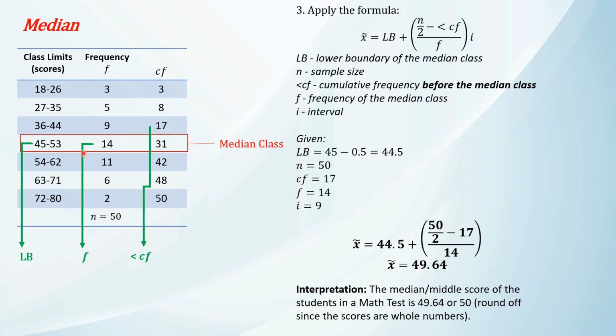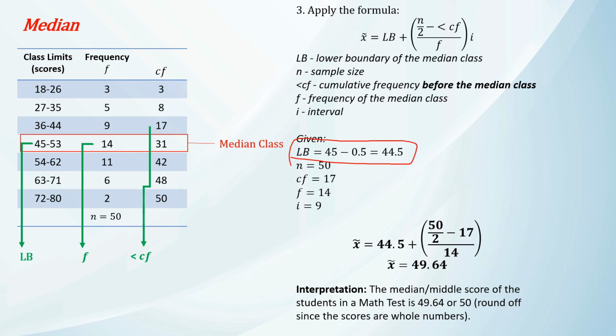So, let's substitute. LB is the lower boundary of the median class. Again, this is the median class. So, the lower boundary is 45 minus 0.5. To get the lower boundary, you will always subtract 0.5 from whatever the number here. So, the lower boundary here is 45 minus 0.5. So, our lower boundary is 44.5.